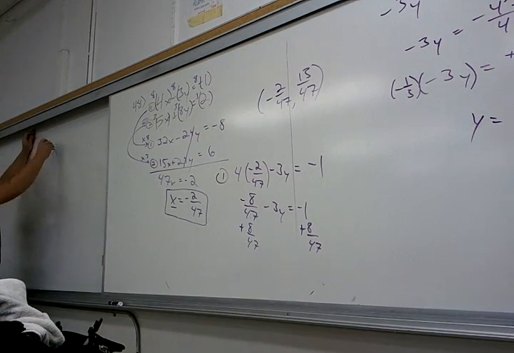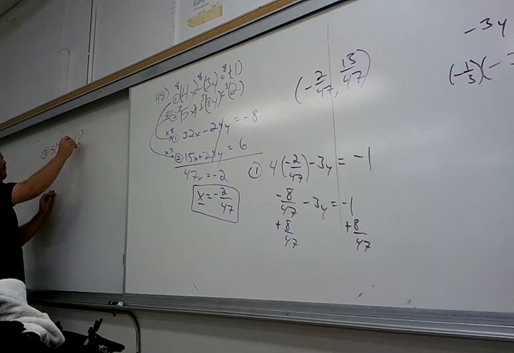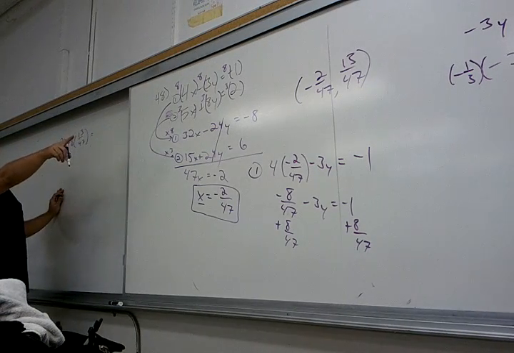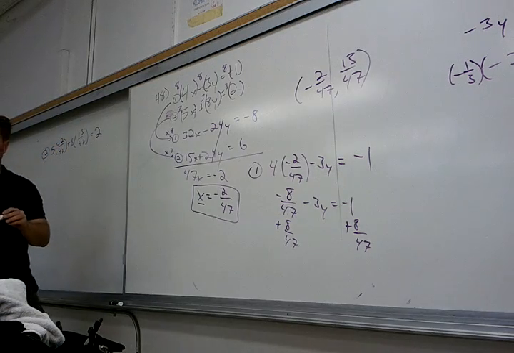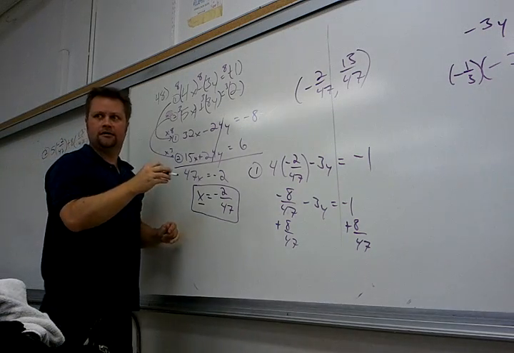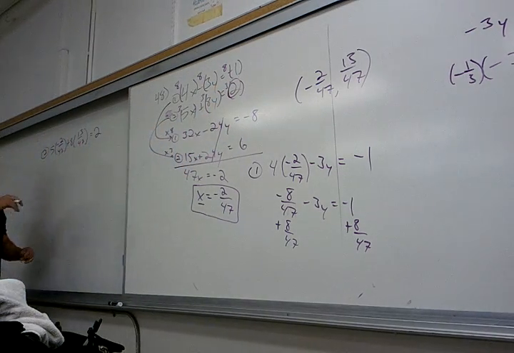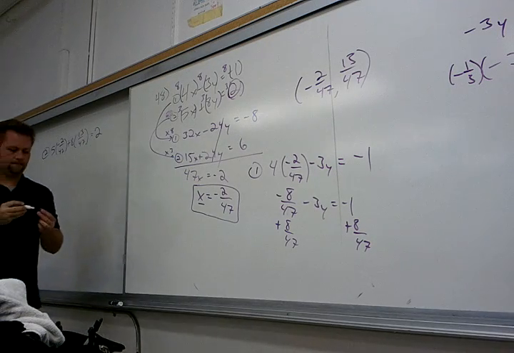5 times x, negative 24/7ths, plus 8 times y, 134/7ths, equals 2. Did you say 6 or 2? It's 2, isn't it? No, somebody said 6. No, you know what? I have a negative 13. That's where I'm messing up. Oh, there you go, okay.